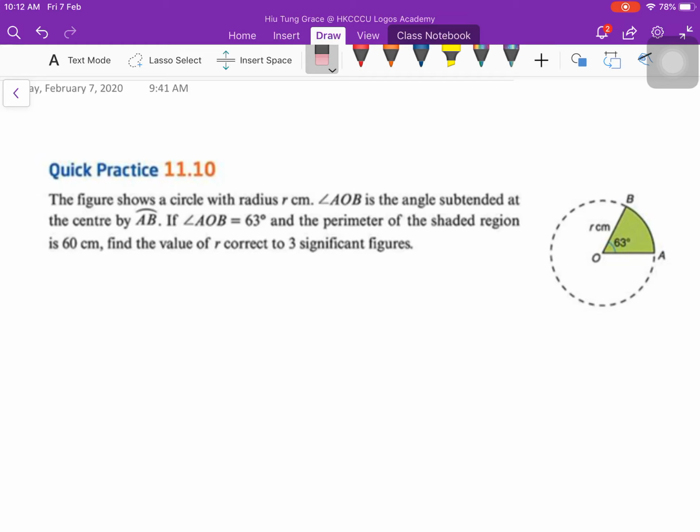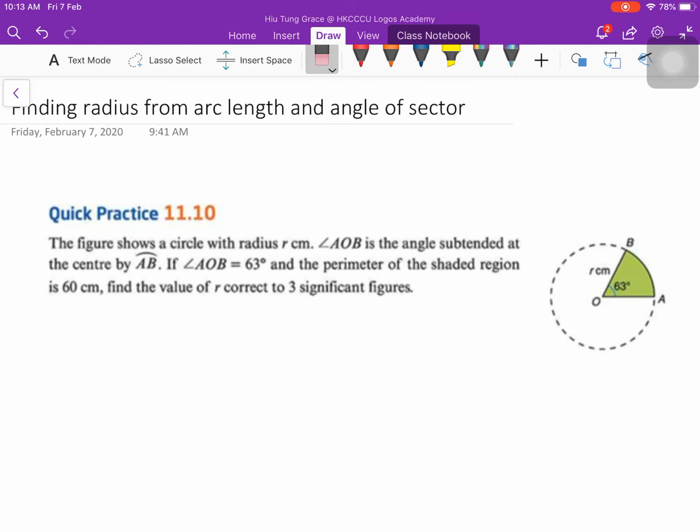Well, today we are going to see how to find radius from arc length and angle of sector. So let's have a review on how to find arc length of a sector. Given a circle. Okay, very bad circle, I'm sorry.